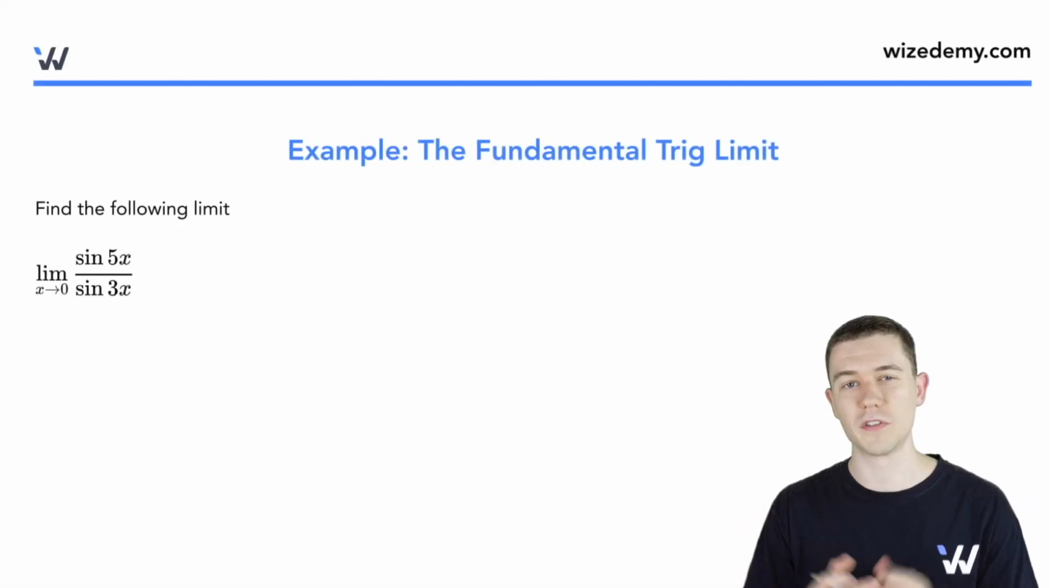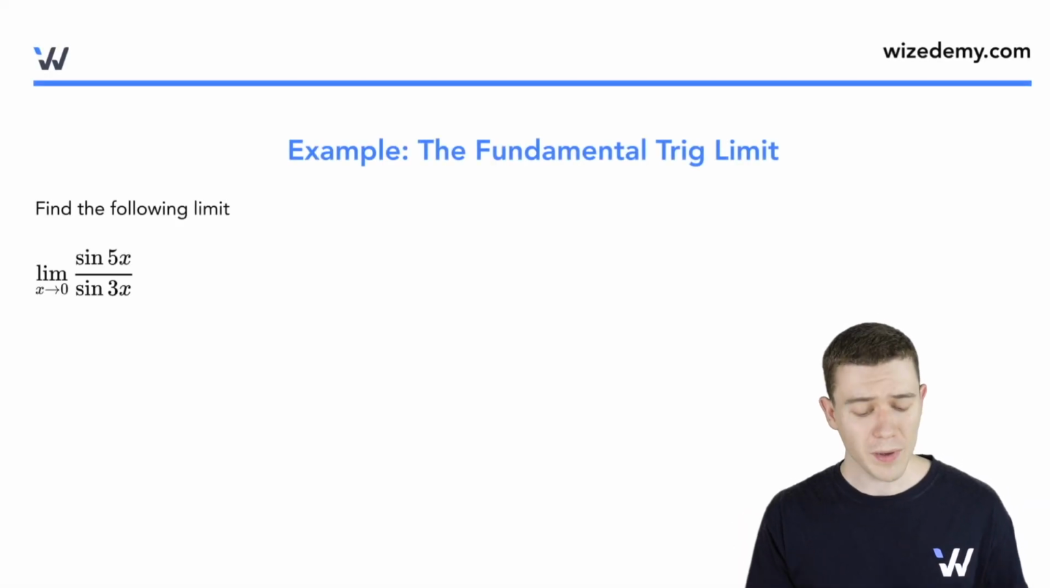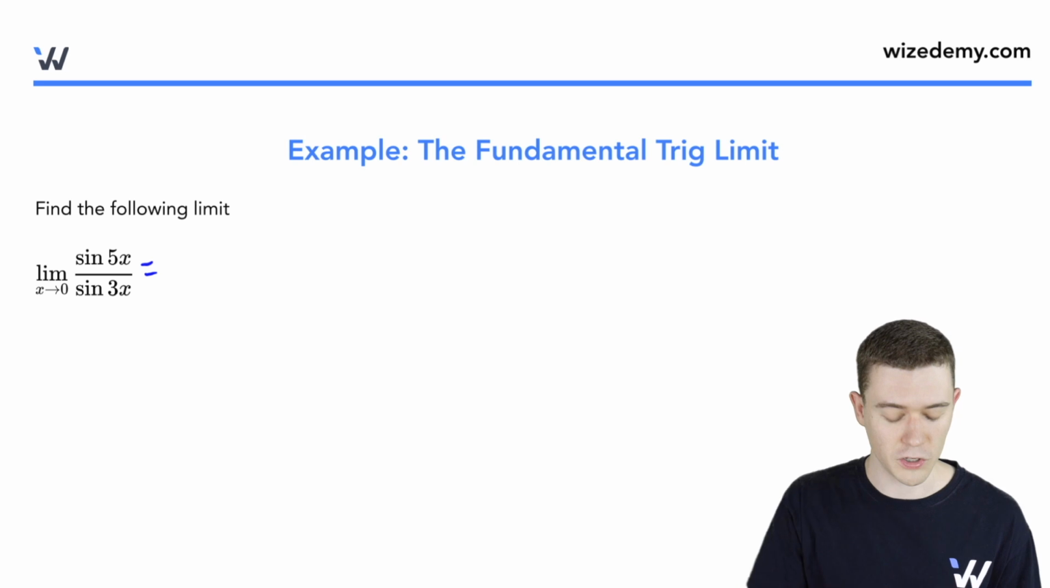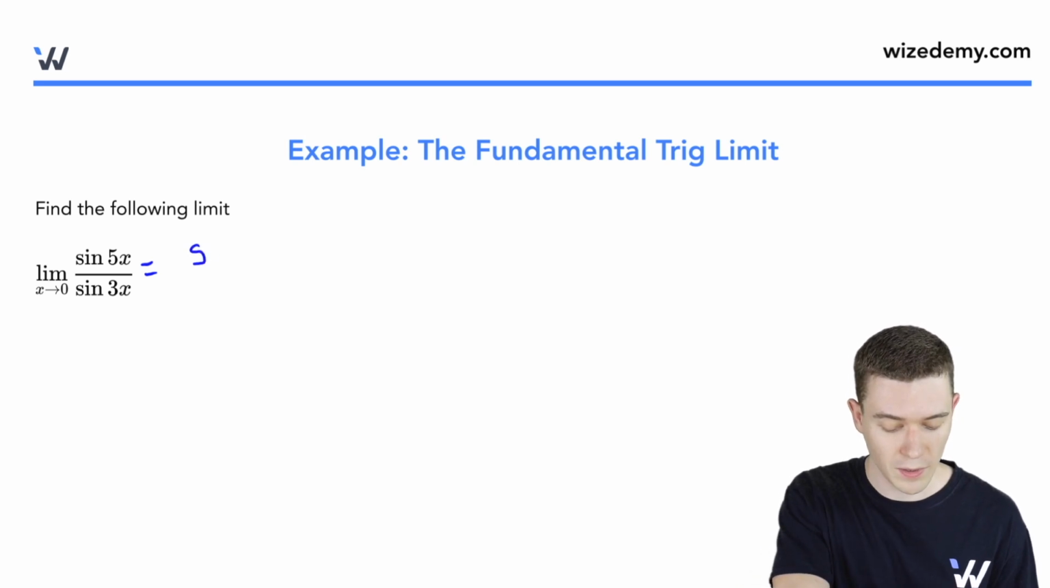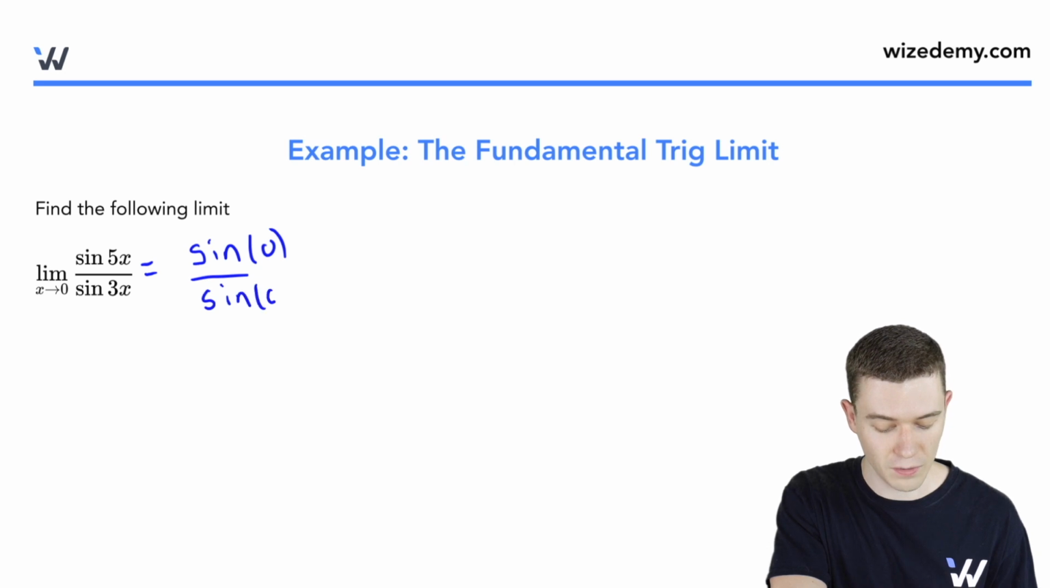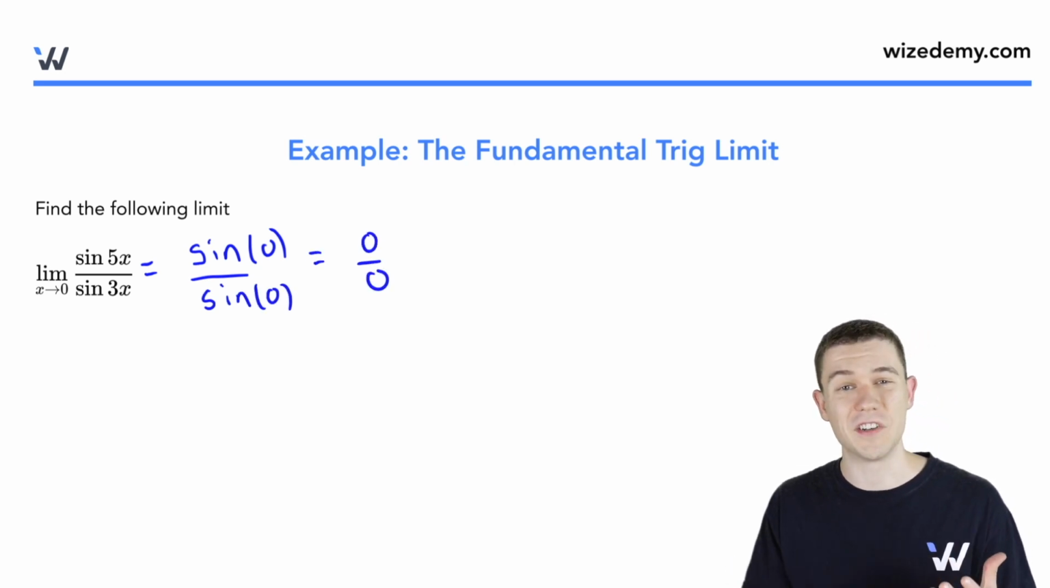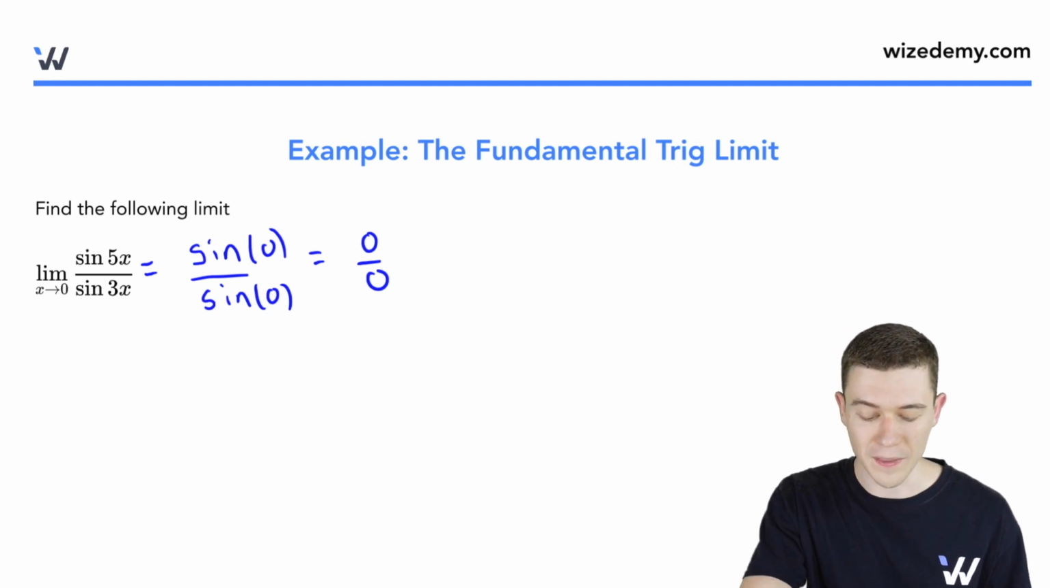How do you suppose we would solve this trig limit? If we go ahead and try to evaluate this, just directly substitute 0, well, we would get sine of 0 over sine of 0, which is just 0 over 0, and there's that indeterminate form. So we need to do something else.